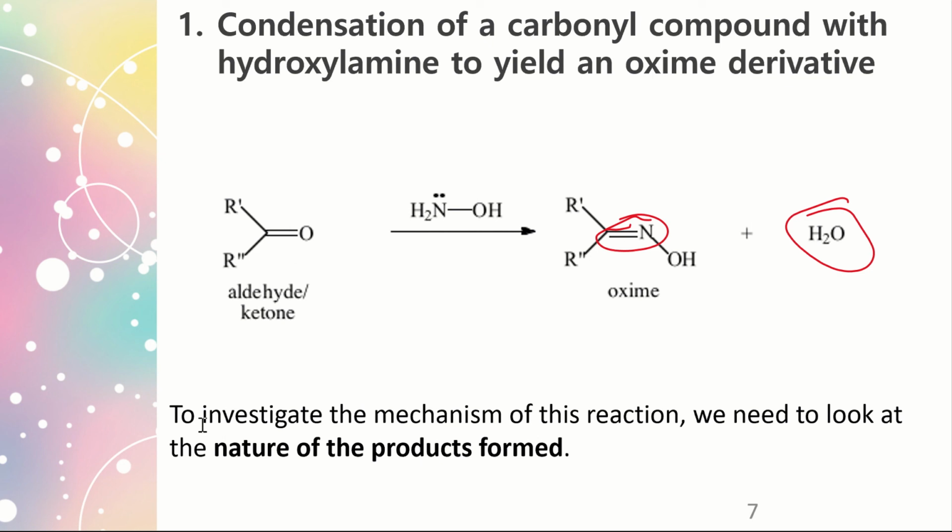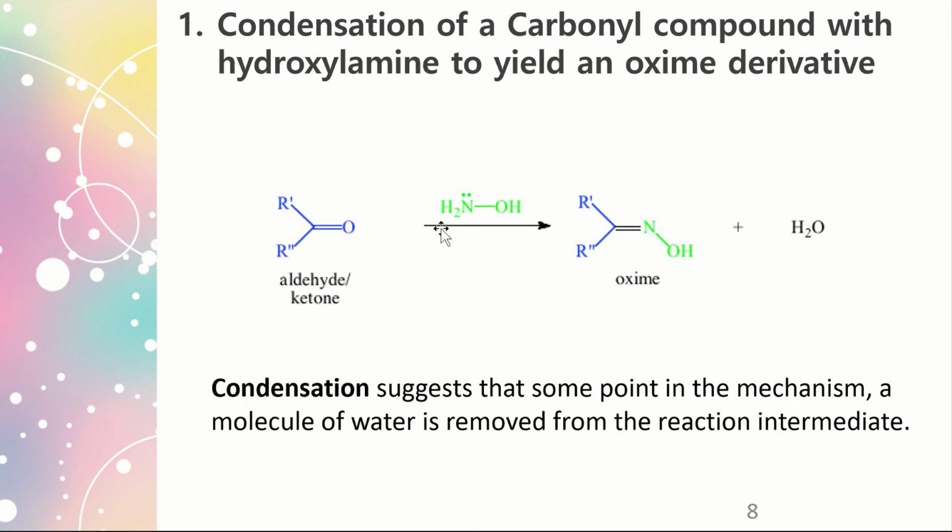So to investigate the mechanism of this reaction, we need to look at the nature of the products formed, right? So we're looking at, okay, we have a new bond here between our carbon and our nitrogen. And then we're looking at the fact that water is formed. All right, so this is a color-coded scheme, right? So we're showing the new bond between the carbon of the carbonyl and the nitrogen of the hydroxylamine, and we're showing the water as we saw previously.